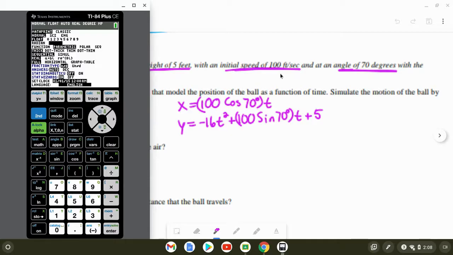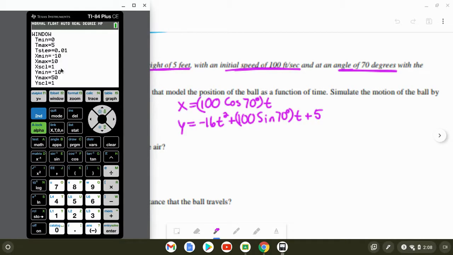Now, let's think through this. It's got to have an initial height of 5. So again, if we go to our window, we need the y min. Let's go y min 0. Again, that's the ground. Y max, we'll just leave it at 50. It's going to be at 5 and then thrown up, and we'll see how high it goes. If it's up at an angle of 70 degrees, it's probably going to go pretty high at an initial speed of 100 feet per second.